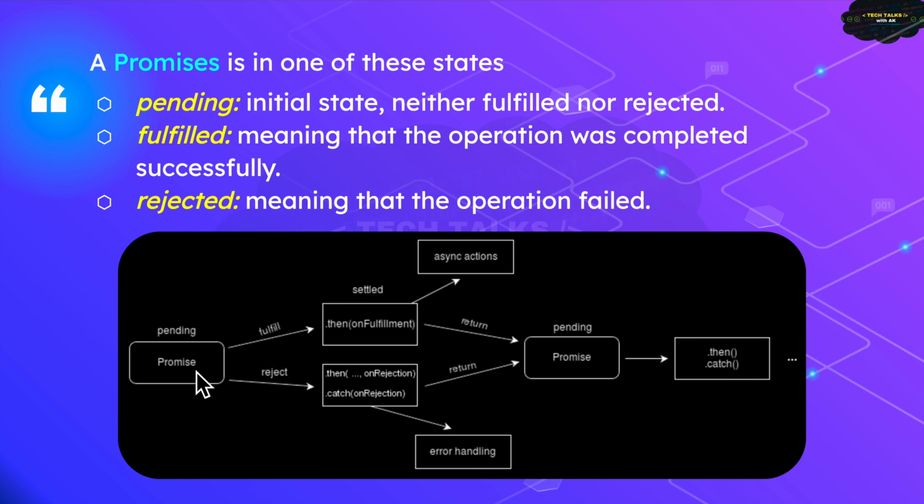We have a promise, we are defining the promise here, so the state of the promise will be pending. If it is fulfilled, then it's called settled. If it is rejected, then we go to the catch method. On the result of settled or fulfilled, we can run other functions which can be async or sync, or we can return another promise which will be in pending state again. Same goes with this. If we are in the rejected state, we can return a promise which will be pending again, or we can do some error handling on the rejection.